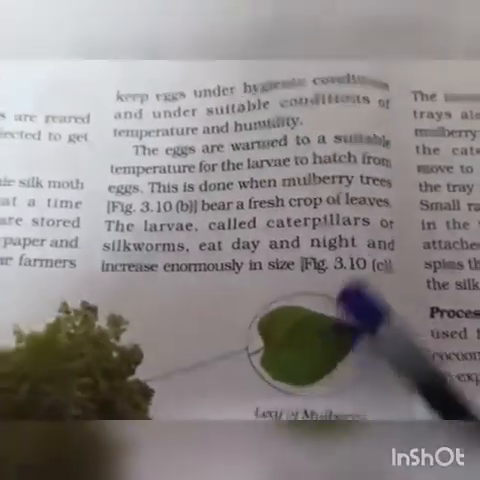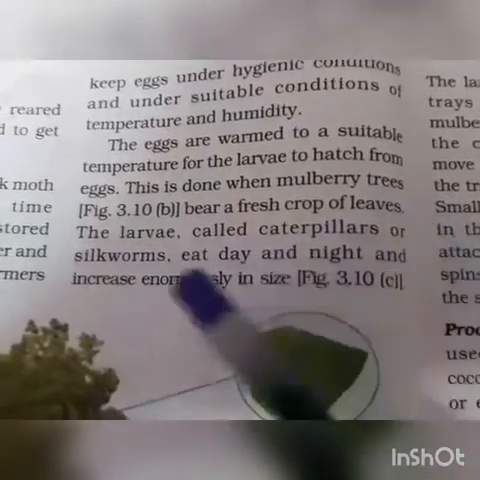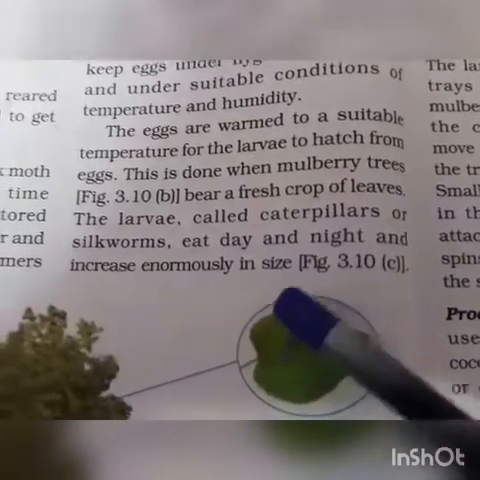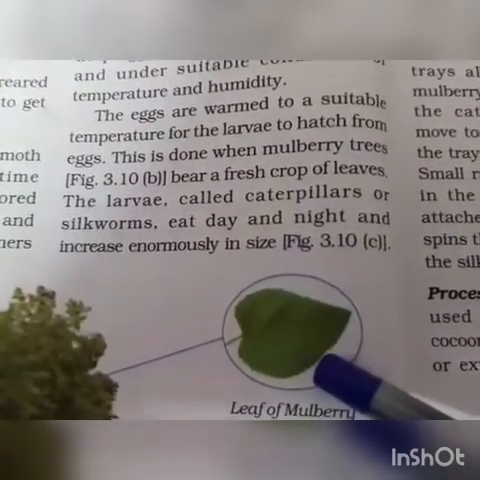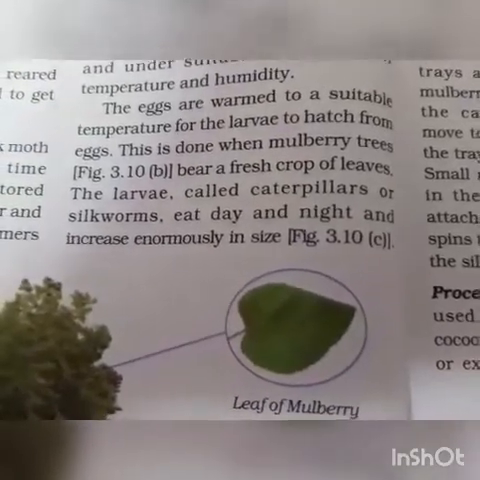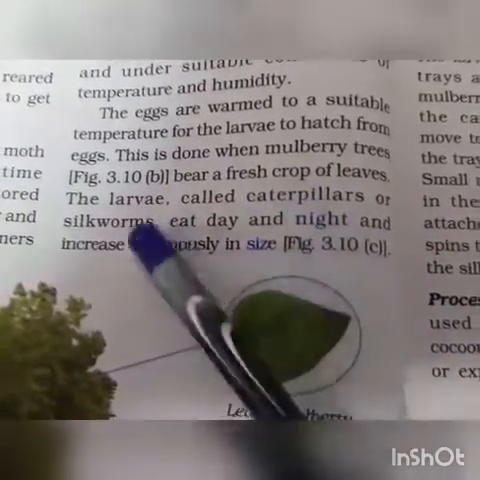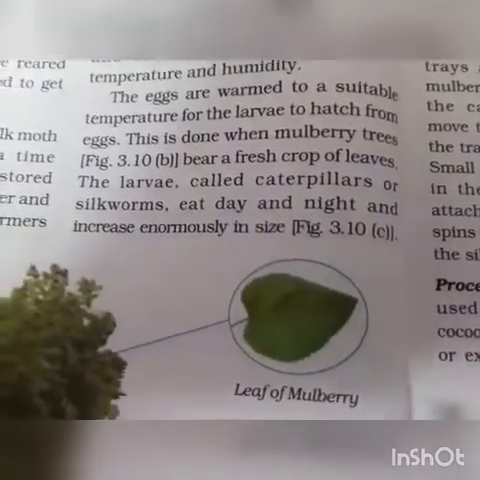On this leaf of the mulberry tree are the larvae on which they survive. The larvae, called caterpillars or silkworms, eat day and night and increase enormously in size. Day and night continuously they feed on the leaves of the mulberry tree and grow enormously big in size, because day and night they keep on eating and develop very fast. So the larva, also called the caterpillar or the silkworm, grows big in size.